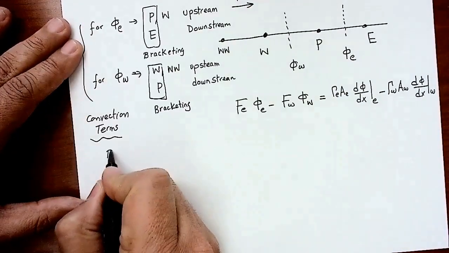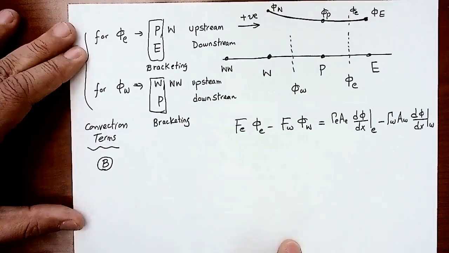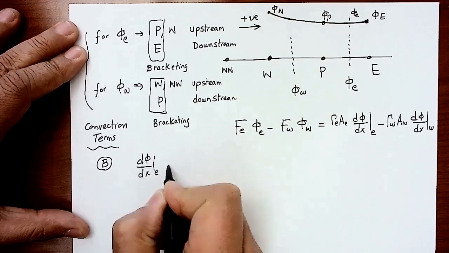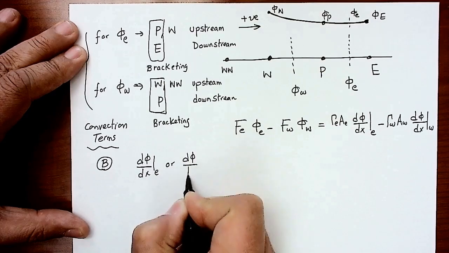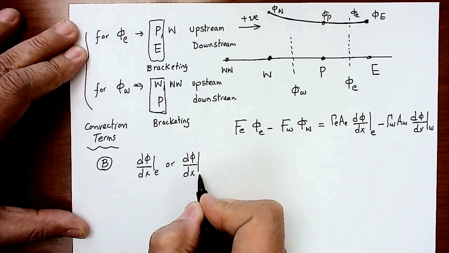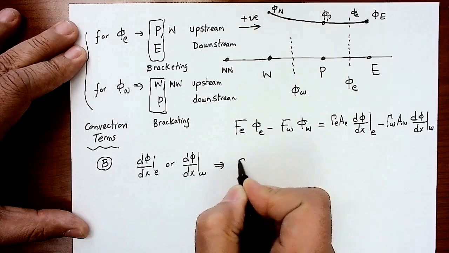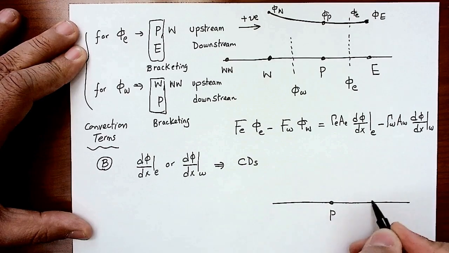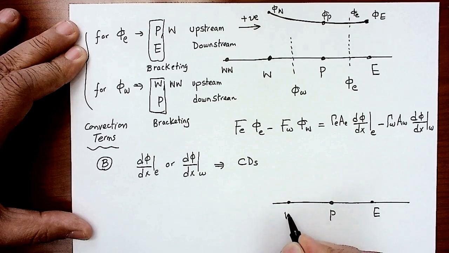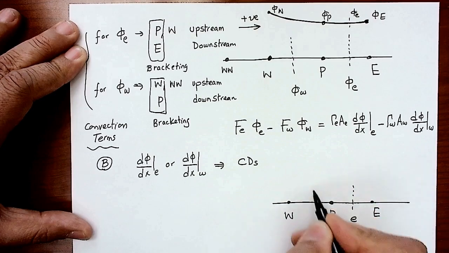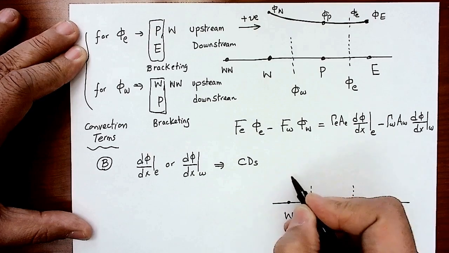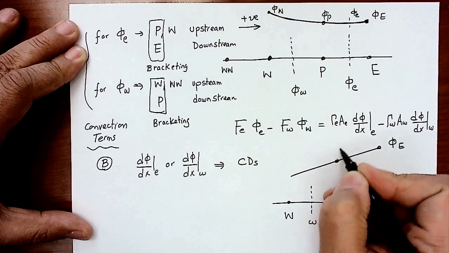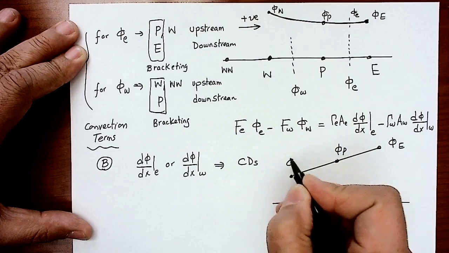Note number B about the QUICK scheme. When you apply it, we usually have d phi by dx defined on the east face or the west face. We didn't change that along the previous recordings. It's always coming from the central differencing scheme. So we usually have P, east, and west. If we're looking for the derivative at the east face or the west face, we assume linear change. This is phi east, this is phi P, and this is phi west.